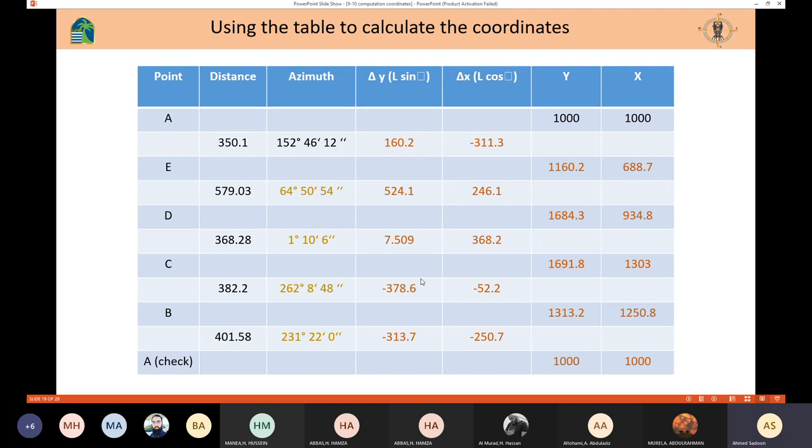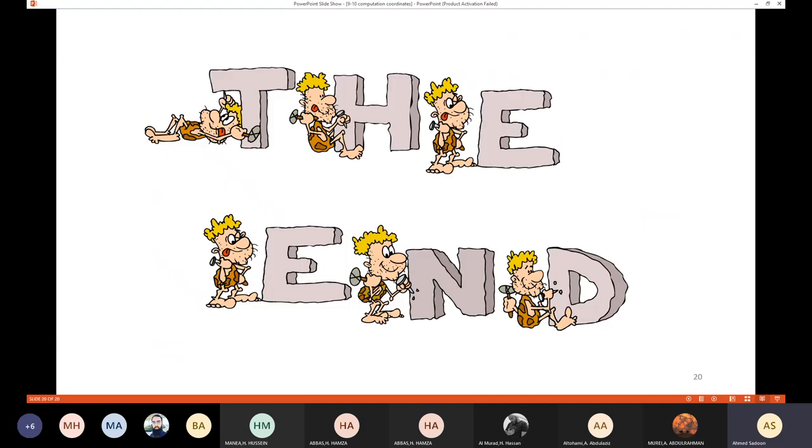So I'm going to stop here regarding the traverse computation. If you have any questions, please ask me.